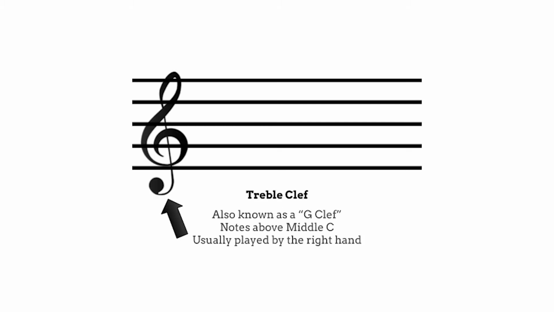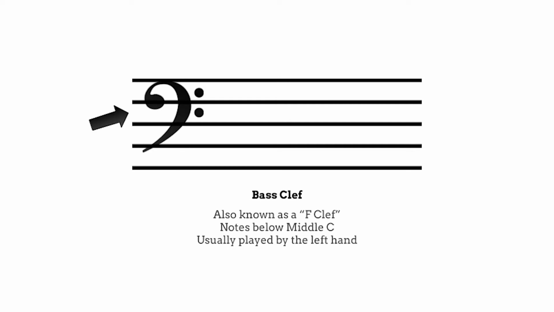If a staff starts with this symbol, that means that it shows notes above middle C. We call it a treble clef. If a staff starts with this symbol, that means it shows notes below middle C. We call it a bass clef. Notes in the treble clef are typically played by the right hand, which means that the notes on the bass clef are mostly played by the left hand.